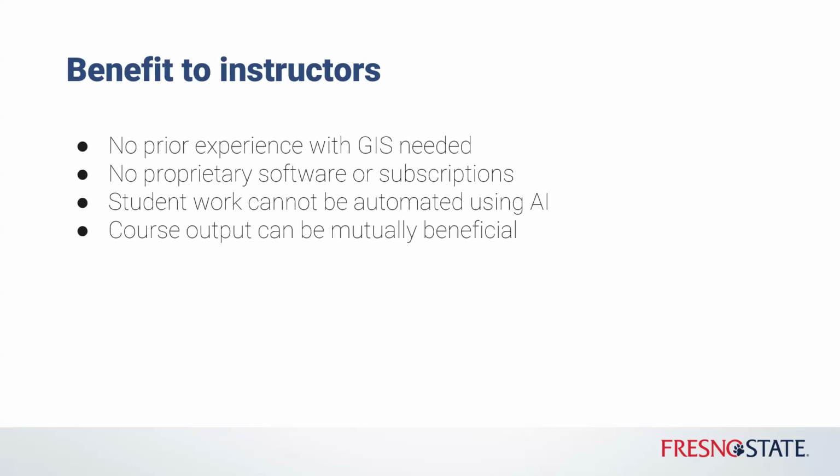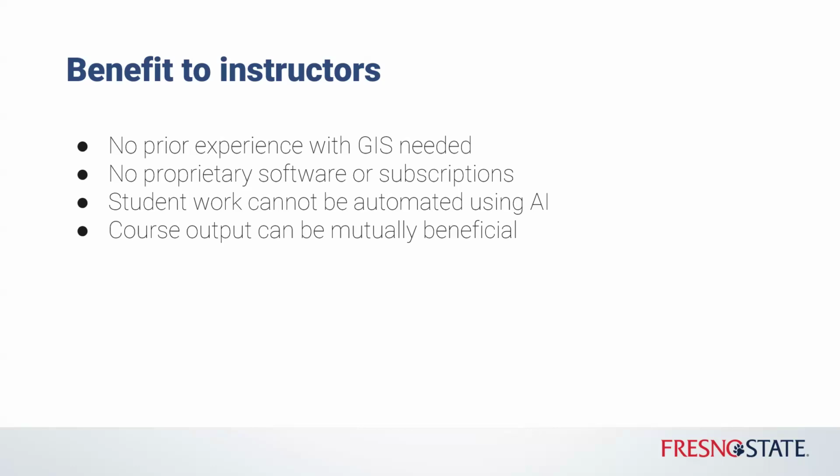So no prior experience needed, no proprietary software or subscriptions. QGIS is free. If you went through the trouble of downloading it, you probably got hit with that "please donate to us" page. Definitely support QGIS if you are willing, because they are very cool. But you don't have to pay for it. It's open source. Student work cannot be automated using AI. And so if that is something that you're just trying to find ways to navigate, as I am, this is a project that would be very difficult for a student to accomplish with the use of AI. You can't just ask ChatGPT to do this for you.